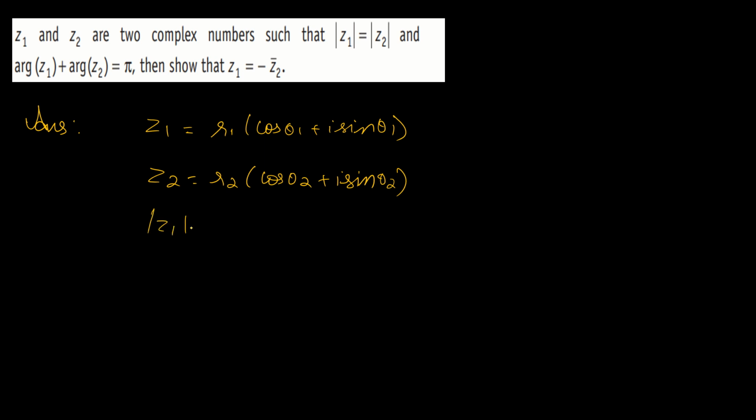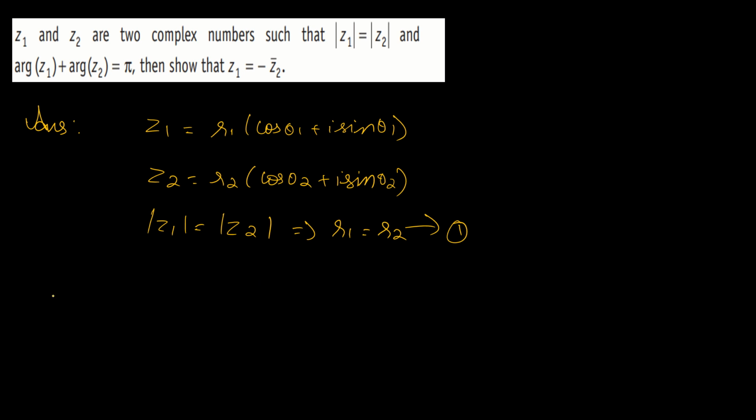What are the given things? We are given that mod Z1 is equal to mod Z2, which implies that the modulus, that is the amplitude, R1 is equal to R2. That is what it means, because root of cos square theta 1 plus sin square theta 1 is 1, and the second one will also become 1. So eventually we get R1 equal to R2. We can mark that as equation number 1.